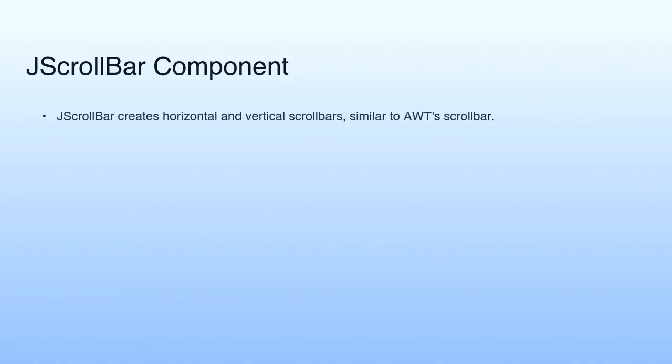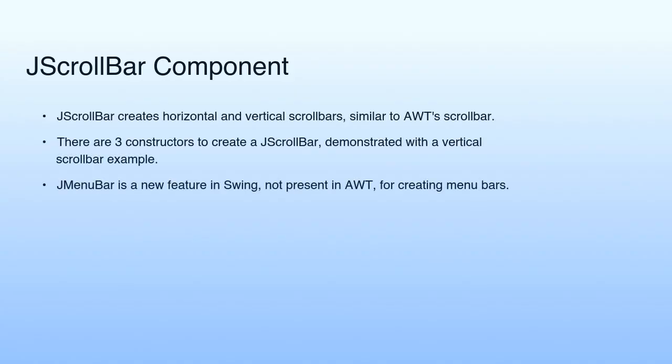JScrollBar creates horizontal and vertical scrollbars, similar to AWT's scrollbar. There are 3 constructors to create a JScrollBar, demonstrated with a vertical scrollbar example.